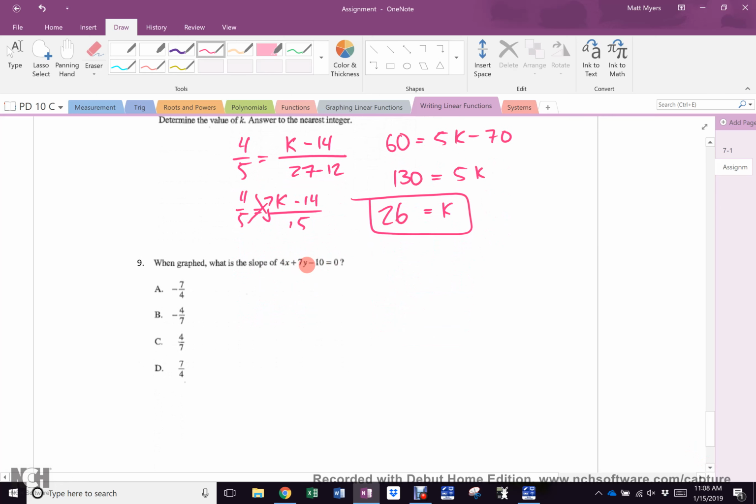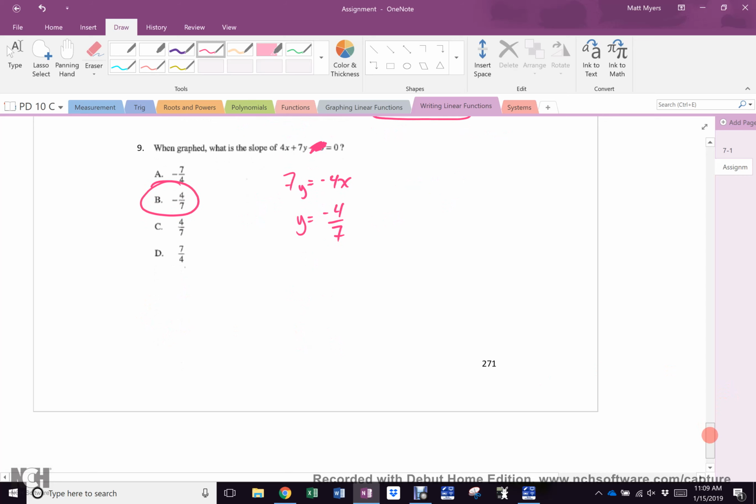And what's the slope of this line? Isolate y. 7y equals negative 4x. I don't even care about the constants. I only care about slope. y equals negative 4/7. B. And that's it.